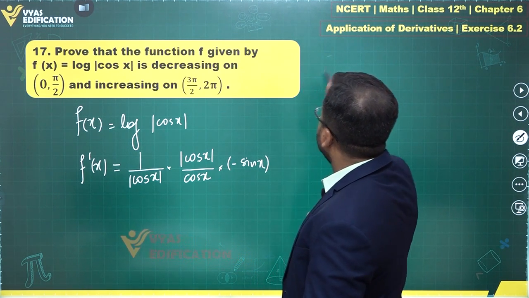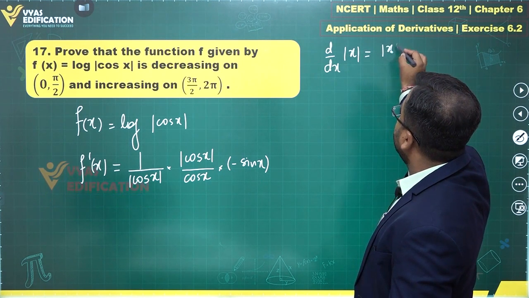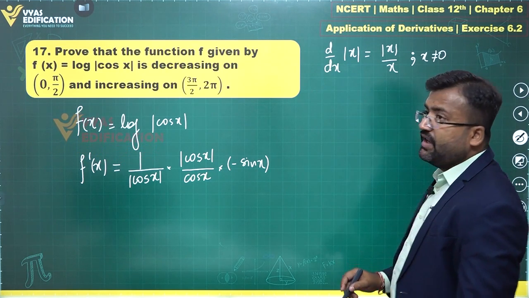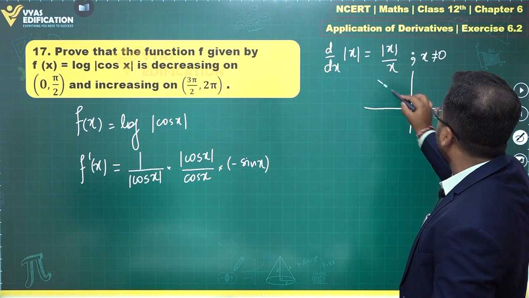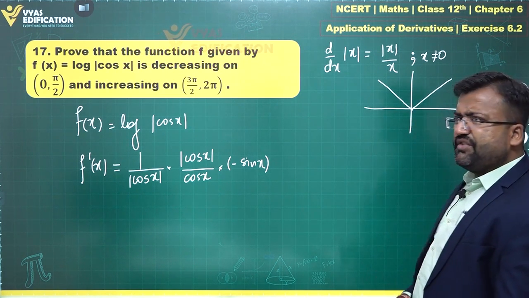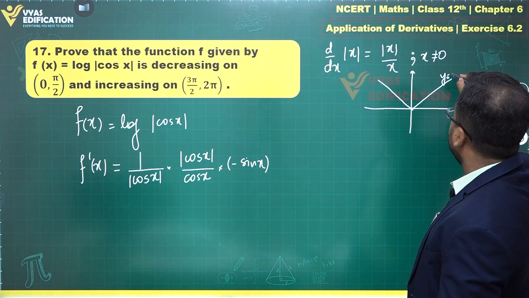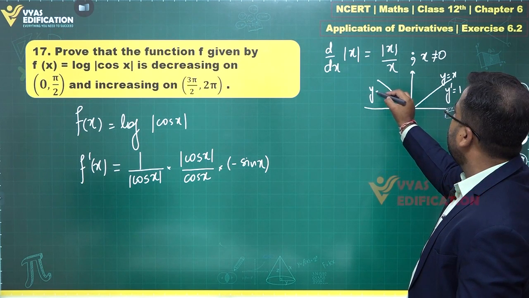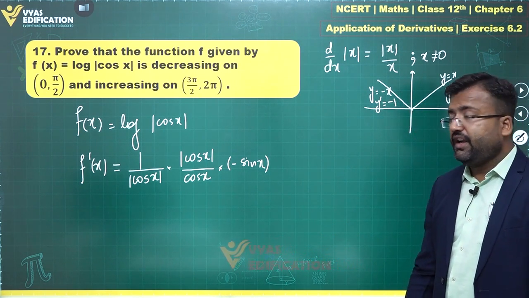Now, the important thing that I've used over here is derivative of mod x, which is mod x upon x, except when x is equal to 0. And this is not difficult. This is pretty simple. You can observe it directly from the graph of mod x as well. The derivative gives you the slope, right? This is a line y is equal to x. The slope y prime is simply 1. This is a line y is equal to minus x. The slope y prime is equal to minus 1.